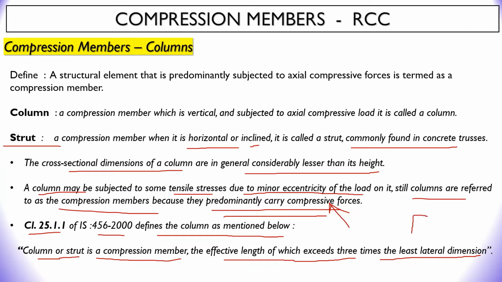Suppose you have a rectangular column having one dimension x and the other dimension y. Then what do we have to check? We have to check whether x is the least lateral dimension or y. Whichever is the least lateral dimension, that we have to take into consideration. And as per the code, a column or a strut we can term in the category of compression member if its effective length exceeds 3 times the least lateral dimension.